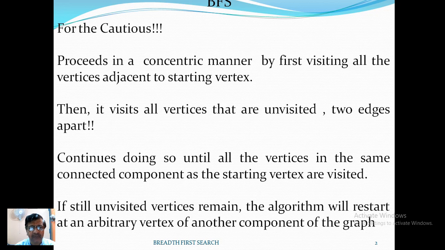We will proceed step by step with at least 2 examples, so that we consolidate the idea about the famous algorithm BFS. It proceeds in a concentric manner, as I told you earlier, by first visiting all the vertices adjacent to the starting vertex. Then it visits all the vertices that are unvisited, 2 edges apart. This is a very important point to remember. It continues doing so until all the vertices in the same connected component as the starting vertex are visited. If unvisited vertices still remain, the algorithm will restart at an arbitrary vertex of another component of the graph.